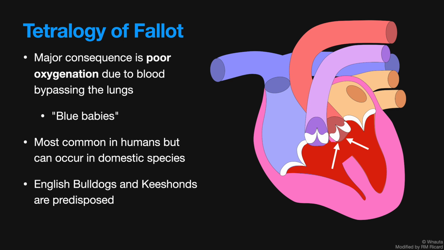Tetralogy of Fallot is most common in humans, but it can occur in our domestic species as well. English bulldogs and Keeshonds appear to be particularly predisposed to this condition.